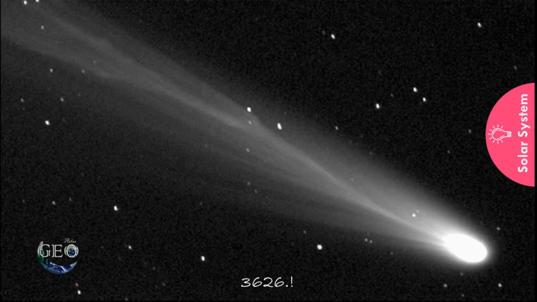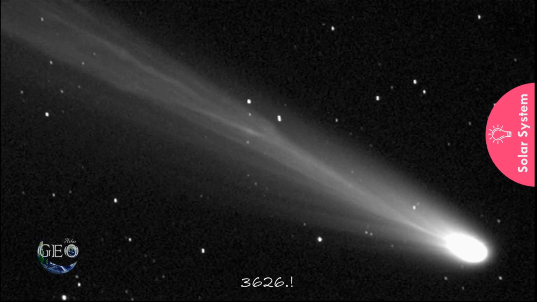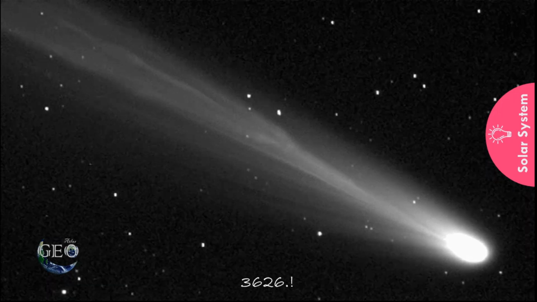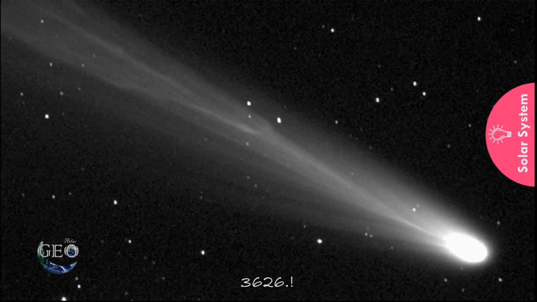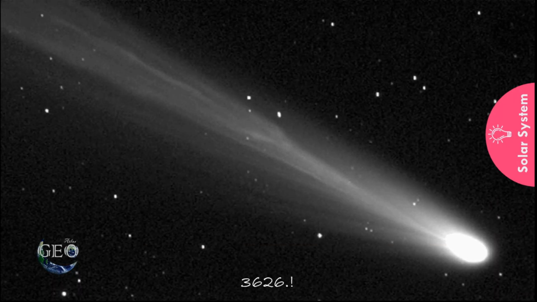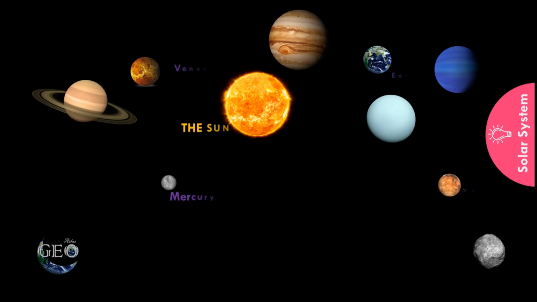As per the NASA report, billions of comets orbit our Sun in the Kuiper belt and in the Oort cloud region. But the number of known comets till now is 3626. A few examples of comets: Swift-Tuttle, Halley, Hale-Bopp, etc.